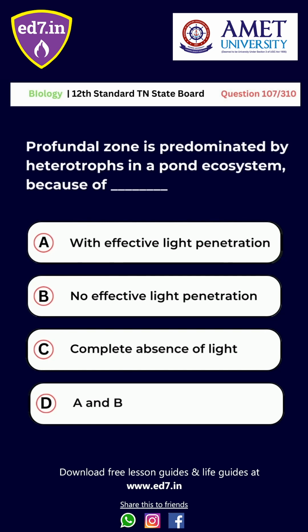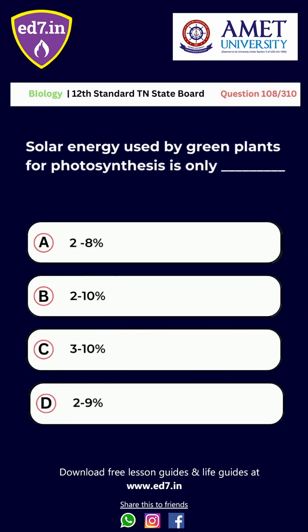Question number 107. Profundal zone is predominated by heterotrophs in a pond ecosystem because of: option A, high effective light penetration; B, no effective light penetration; C, complete absence of light; D, A and B. And the right answer for this question is option D, A and B. Question number 108. Solar energy used by green plants for photosynthesis is only: option A, 2 to 8%; B, 2 to 10%; C, 3 to 10%; D, 2 to 9%. And the right answer for this question is option B, 2 to 10%.